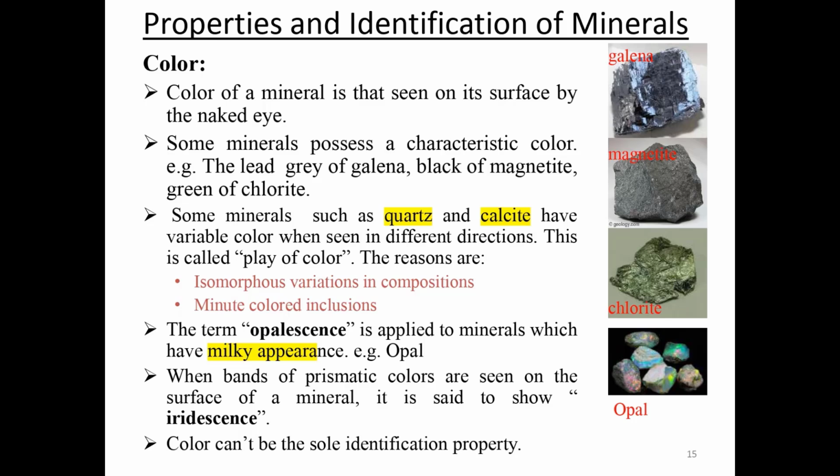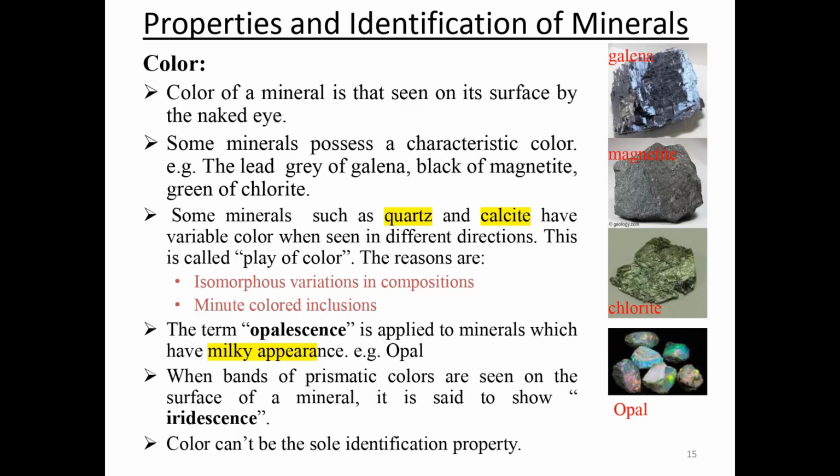Properties and identification of minerals. Color. The color of a mineral is that seen on its surface by the naked eye. Some minerals possess a characteristic color, for example, the lead gray of galena, the black of magnetite, the green of chlorite. Some minerals, such as quartz and calcite, have variable colors when seen from different directions.